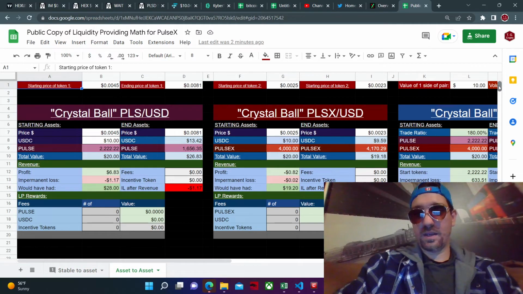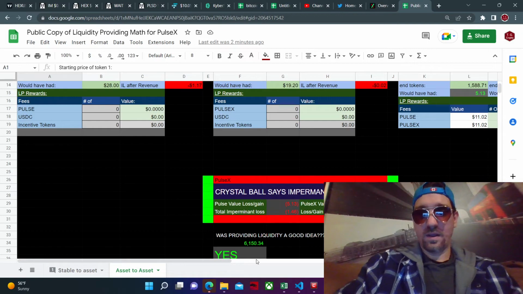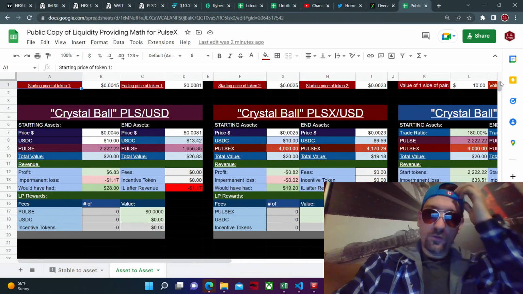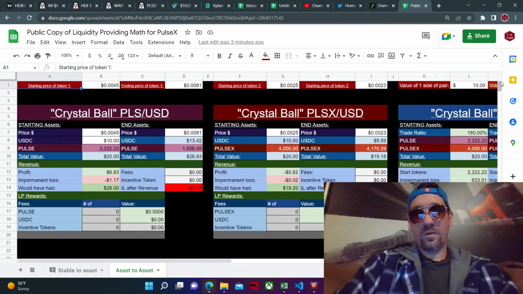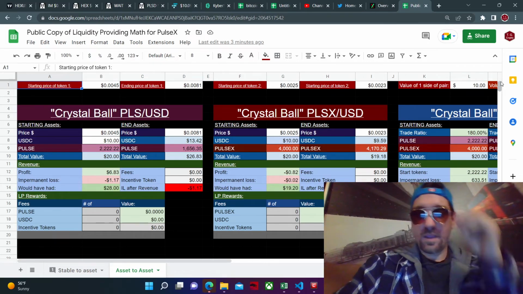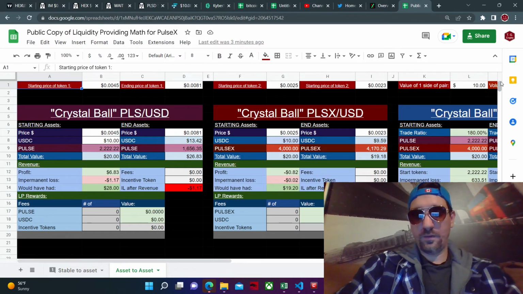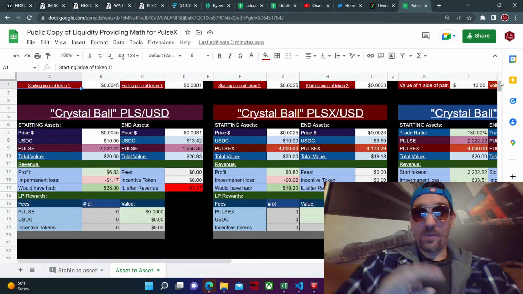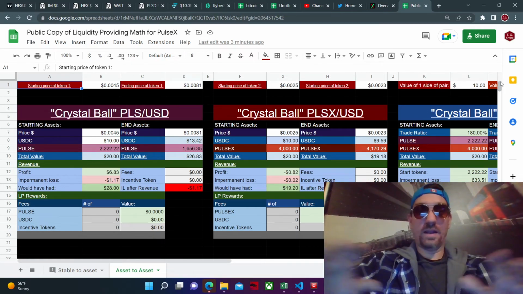So the fun thing I did program in here though was, is providing liquidity a good idea for you based on loss and gains and fees? It'll say yes or say no depending on the numbers you put in this top row. So I hope this helps people understand liquidity providing on PulseX. I may even do closer math on Uniswap v3. I don't know if I really need to. I'm going to try and keep these a little shorter. This is my idea of shorter. I'm not going to go into any other topics or any other tangents.